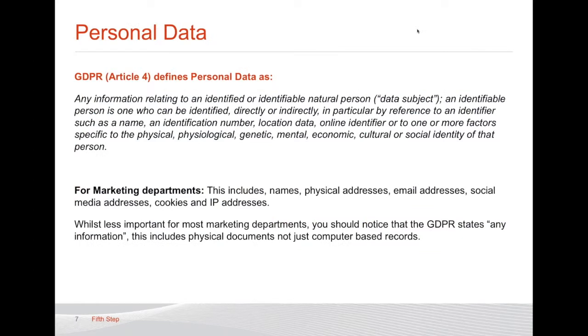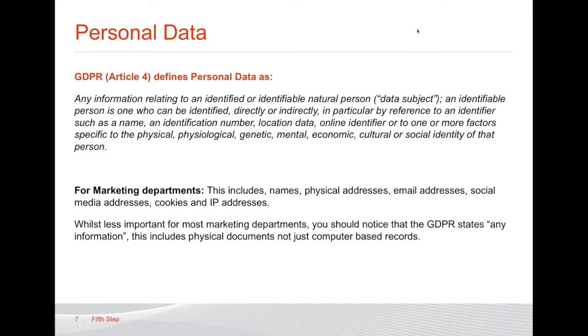So let's talk a little bit more about personal data, just from the high level, and then I'll talk about it from a marketing perspective. In all of these slides, there's two or three in this part of the presentation, I'll talk about and I'll reference the specific articles.